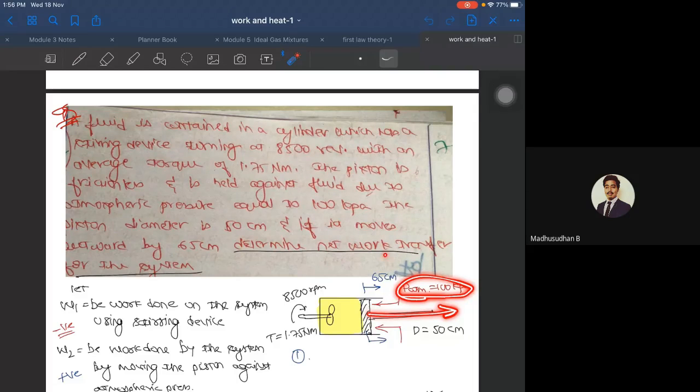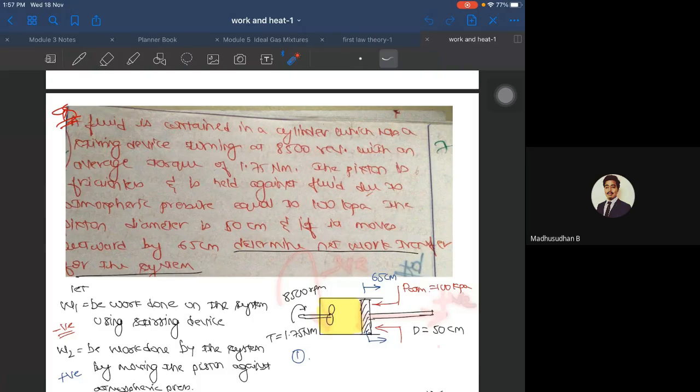Since the atmospheric pressure acts on the piston, against that, your piston will be pushed away. In this case, where the piston is being pushed away, the work is done by the system. Should I take it positive or negative? Positive. Very good. So when you're turning and agitating the mixture, you're working on the system, so it is negative. Here, the piston is being pushed out by the system, so the work is done by the system, so it is positive.